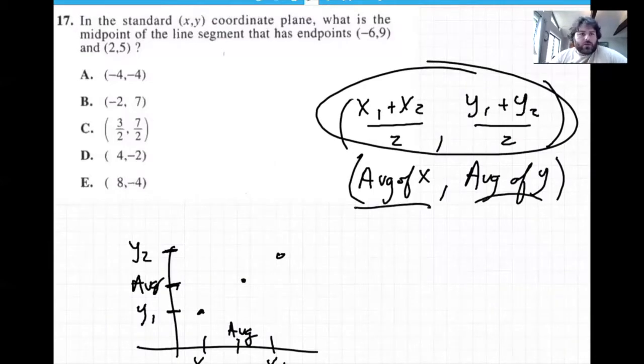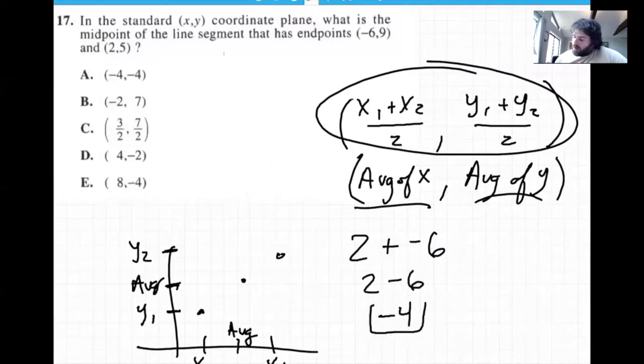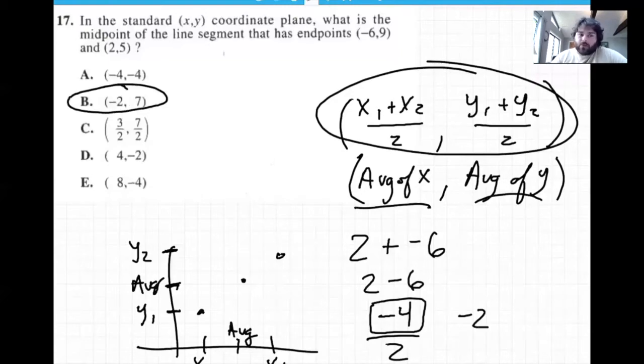So take your 2 X numbers and add them together. Now remember, this is a 2 and we're going to add it to a -6. So that's really 2 minus 6, which is -4. We're going to divide that by 2 and get -2. That is my X coordinate of my midpoint. Now, if I look at my answer choices, I did a quick glance and I noticed that the only one with a -2 in the X coordinate is B. So it's B. I don't have to go any further, right?